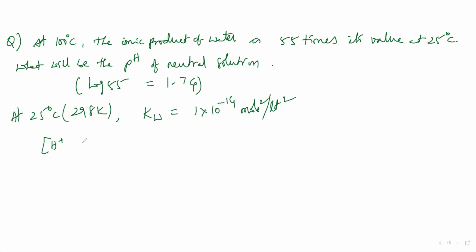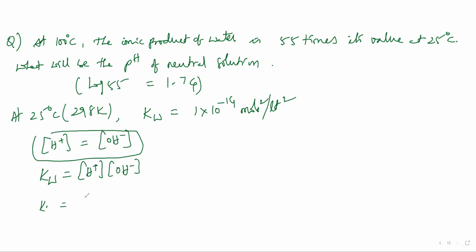Okay. Now, at 25 degrees, the concentration of H plus ion should be equal to the concentration of OH minus ions. That means what is the KW expression actually? H plus and OH minus. So here, if both concentrations are same, then KW becomes the concentration of H plus whole square. Because our task is to find out pH. If you want to find out pH, first you should know the concentration of H plus ions. That is why you are proceeding in this manner, right?